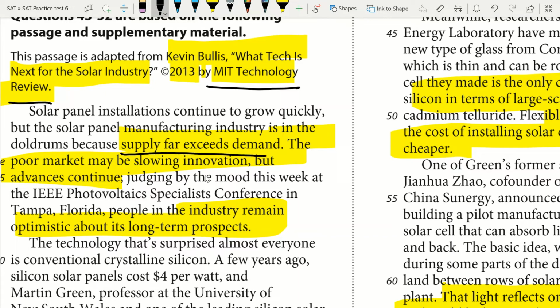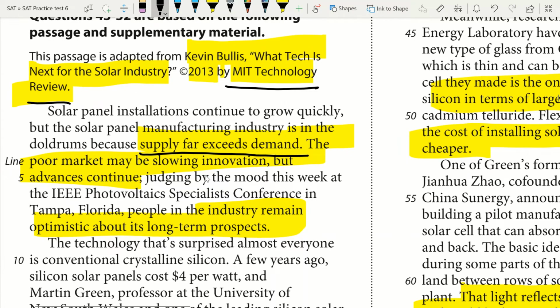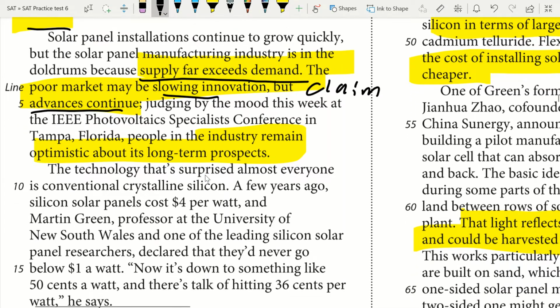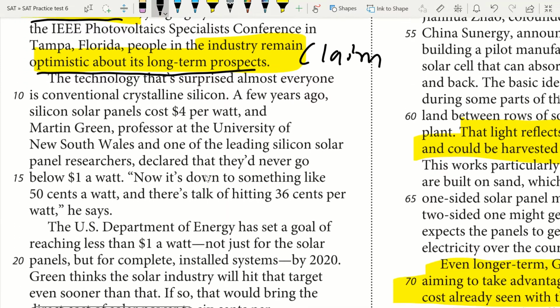All right, next we have this. Solar panel manufacturing industry. We see that there's supply that exceeds the demand, so there's less demand for solar than there is supply. That was a claim that I highlighted. Anytime I have a claim in a science section, I'm going to make sure I highlight that. Next, we have the poor market may be slowing innovation, but advances continue. That's also a claim: the poor market is slowing innovation, but advances are continuing. The next thing we have, people in the industry remain optimistic about long-term prospects. Once again, that's a claim. Always making sure I highlight claims, especially on the science section.